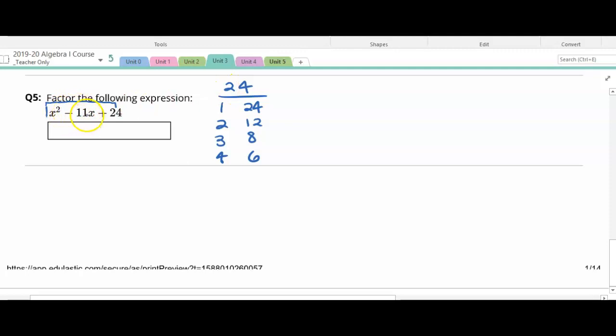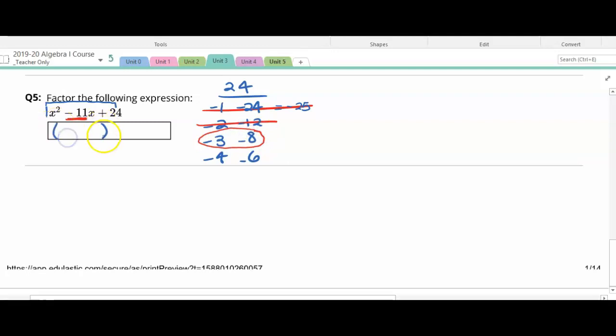Well, if I'm trying to combine numbers to get a negative, they both have to be negative so that they can multiply to become positive. So I'm going to make them all negative. Notice negative 1 times negative 24 is still positive 24, but now they combine to negative 25, which isn't what I wanted. I want negative 11. Negative 2 and negative 12 do not combine, but negative 3 and negative 8 work.